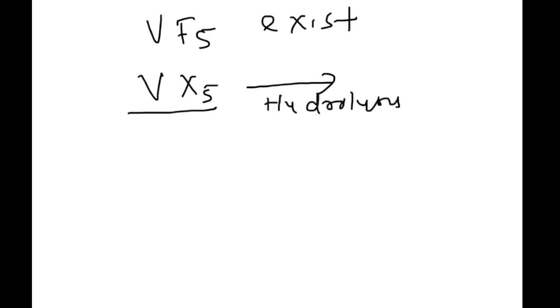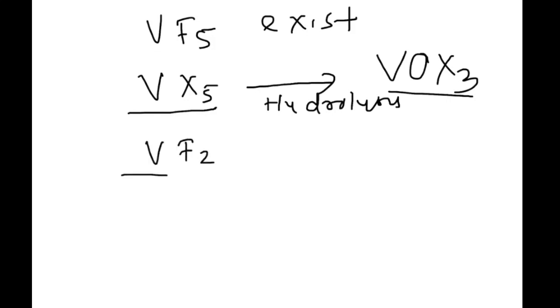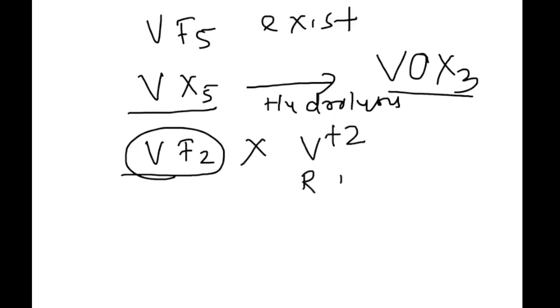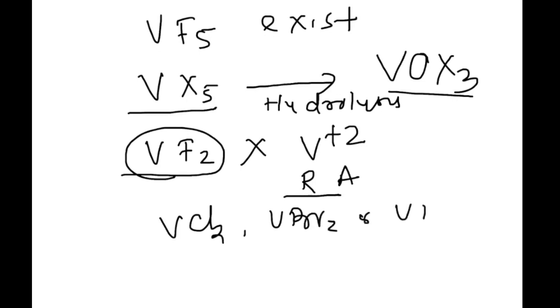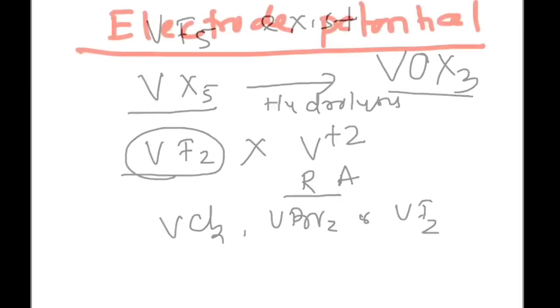In aqueous medium, they convert to BOX3 form. Again, VF2 also does not exist. This formula does not exist because vanadium 2 plus can act as a reducing agent, which will reduce fluorine. So VF2 formula does not exist. Only VCl2, VBr2, or VI2 formula exist.